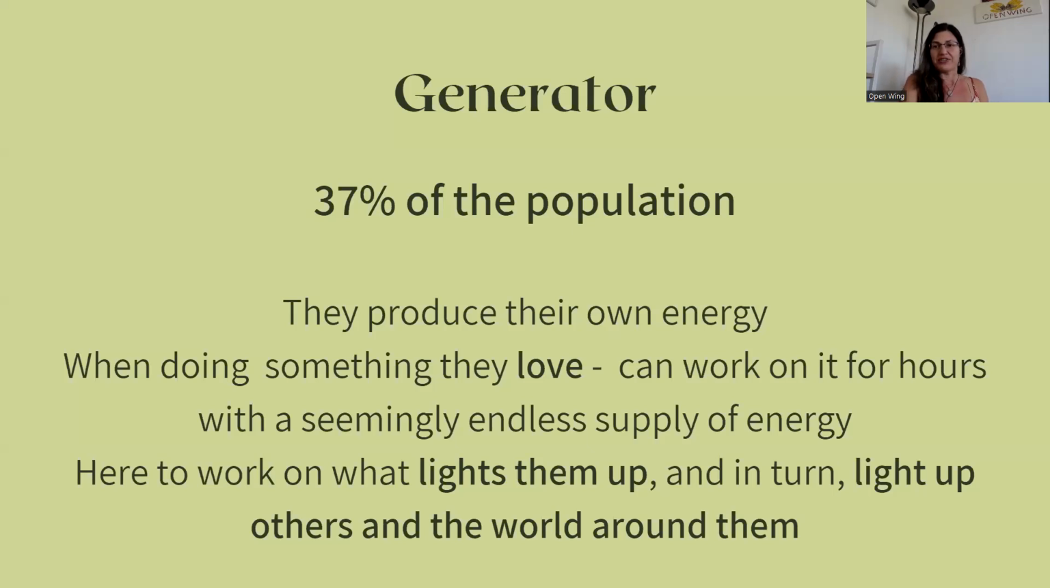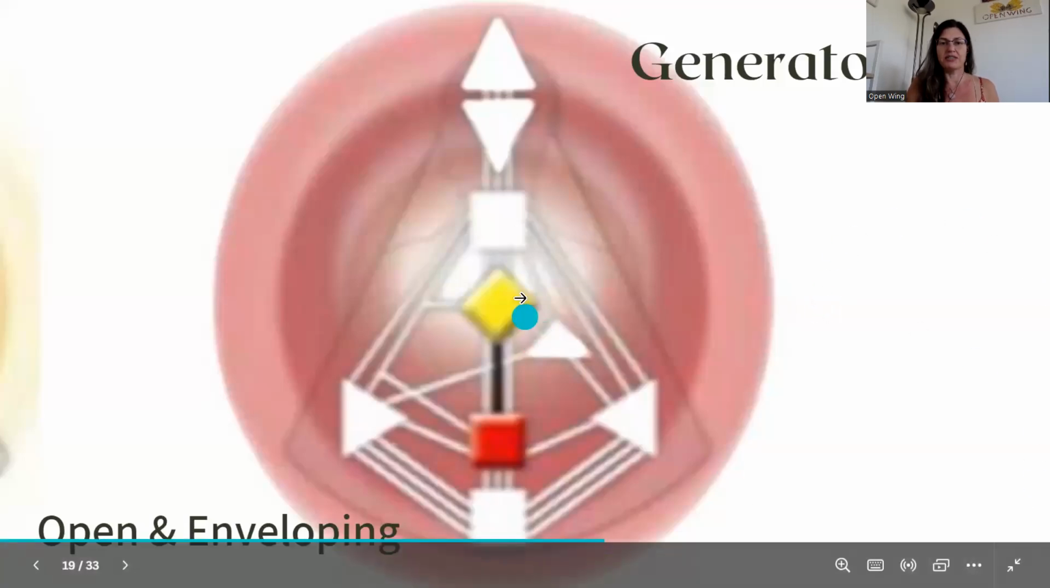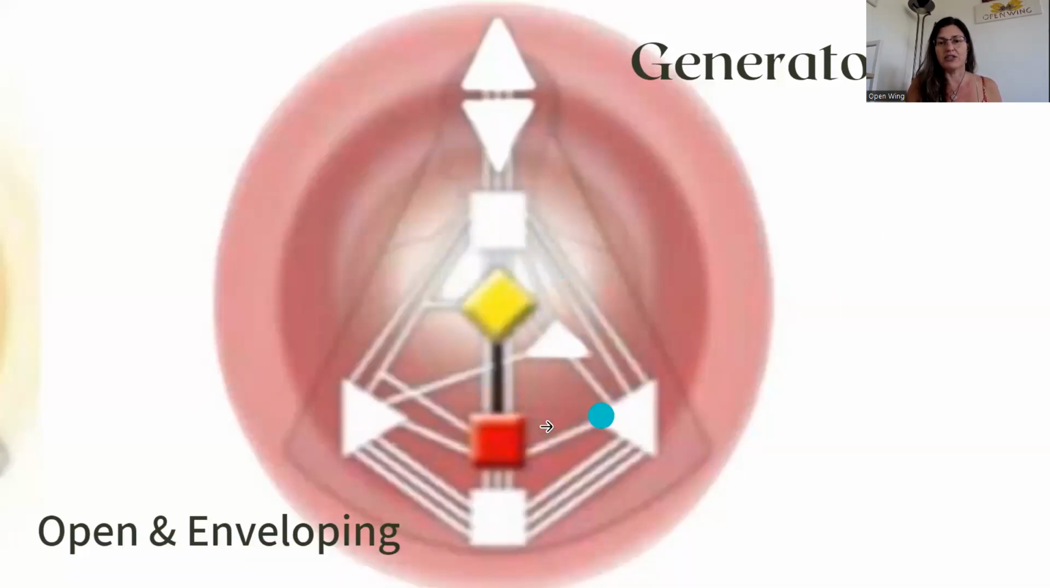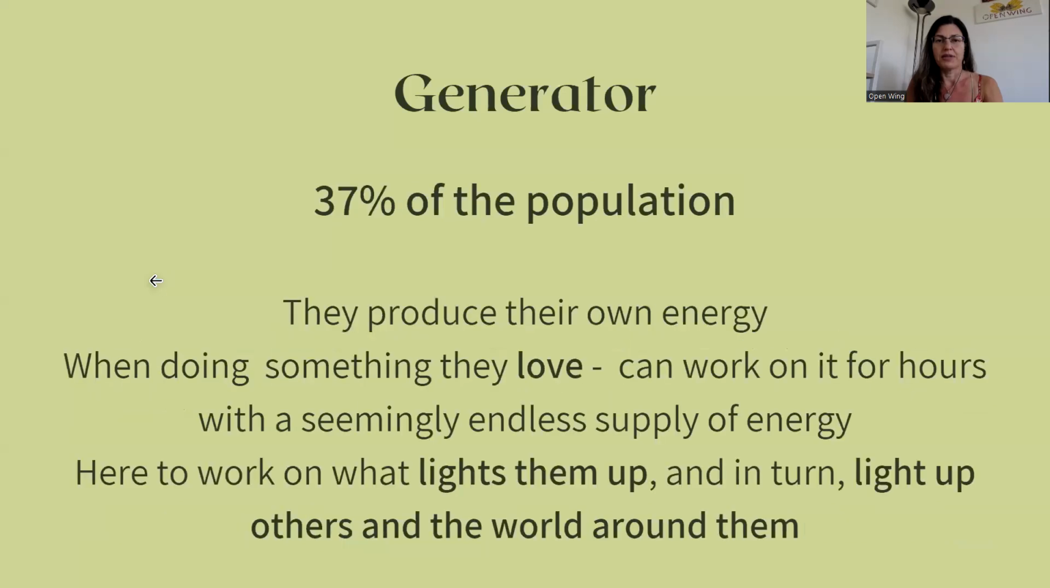Now we are moving on to the generator. Now the generator is about 35 to 37% of the population. And the difference between the generator and the manifesting generator is that the generator does not have the throat defined or connected to one of these 4 centers. So what this means for a generator is that they have the sacral defined, they have an open throat. So they produce their own energy. They have this energy every day, their sacral churning. When they do something they love, they can work on it for hours. They seem to have endless supply of energy in those situations, and they're here to really do what lights them up, and in turn light up others in the world around them.